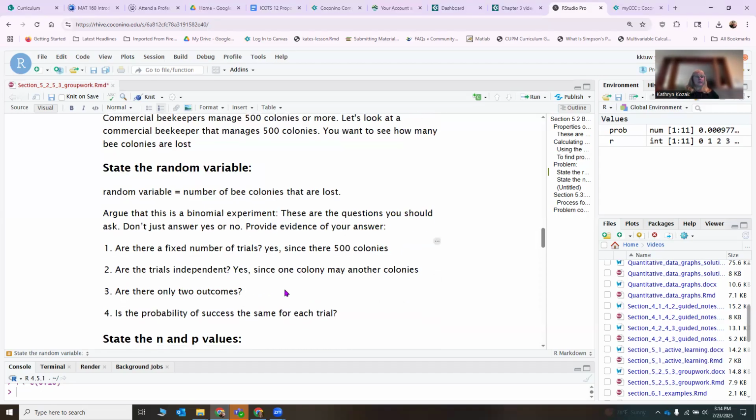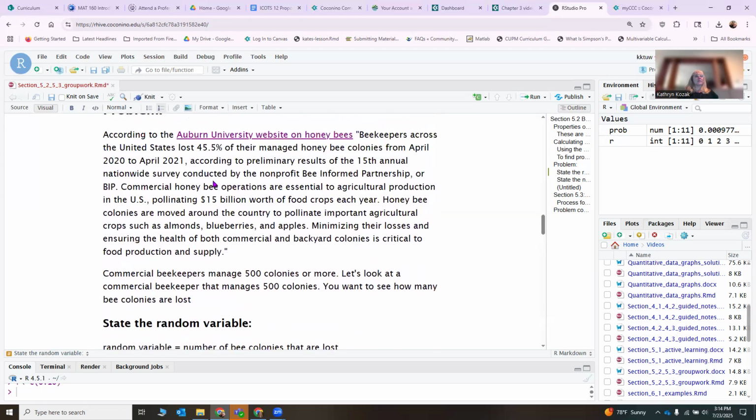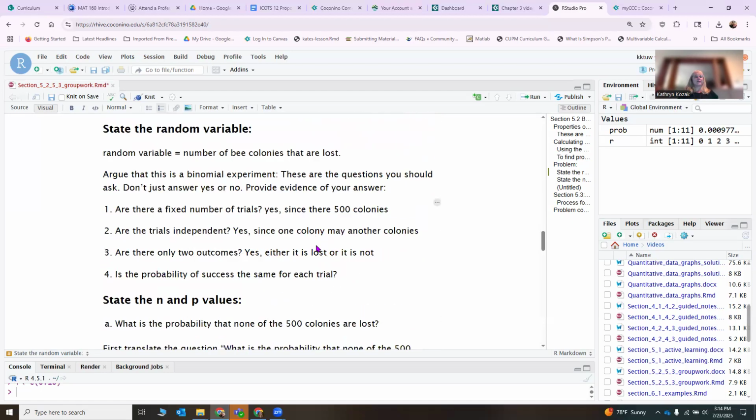Are there two outcomes? Yes. Either it survives or doesn't. Either it collapses, it's lost, or it is not. And is the probability of success the same for every trial? Well, yes, we were told that there's a 45.5% chance that they're lost.